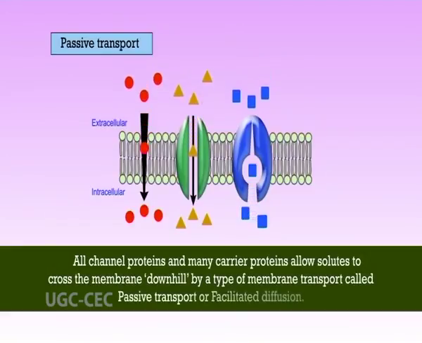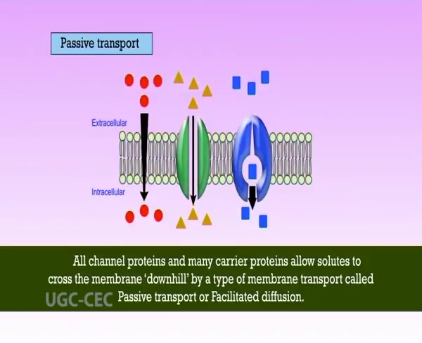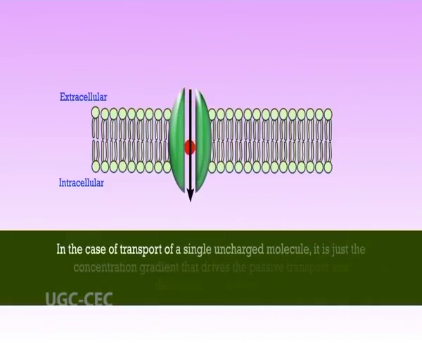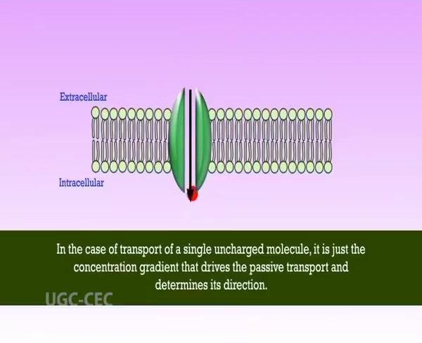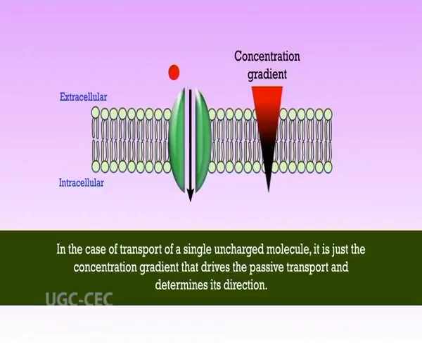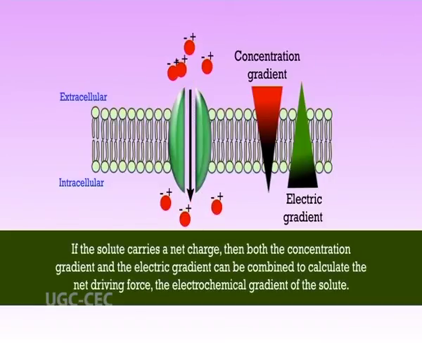All channel proteins and many carrier proteins allow solutes to cross the membrane downhill by a type of membrane transport called passive transport or facilitated diffusion. In the case of transport of a single uncharged molecule, it is just the concentration gradient that drives the passive transport and determines its direction. If the solute carries a net charge, then both the concentration gradient and the electric gradient can be combined to calculate the net driving force, which is the electrochemical gradient of the solute.